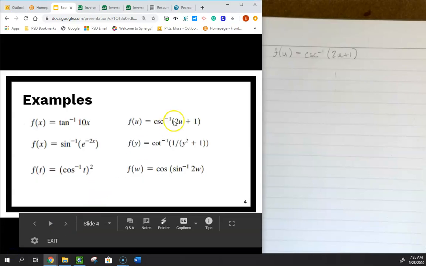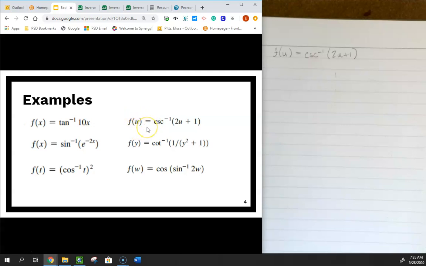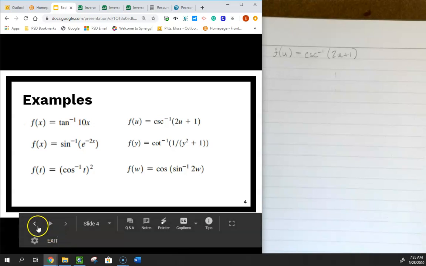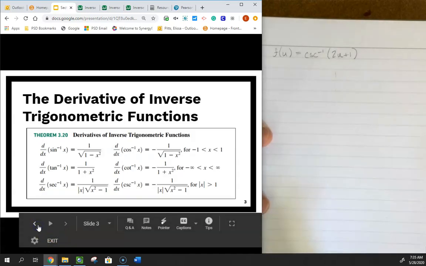The next example that we're going to do is f of u. I don't know why they make it f of u, it's just what the problem asks for. f of u is equal to the inverse cosecant of 2u plus 1. So let's go back a slide. Inverse cosecant says when we take the derivative, we get negative 1 over the absolute value of what's inside times the square root of what's inside squared minus 1, and then we'll need to multiply times the derivative of what's inside.